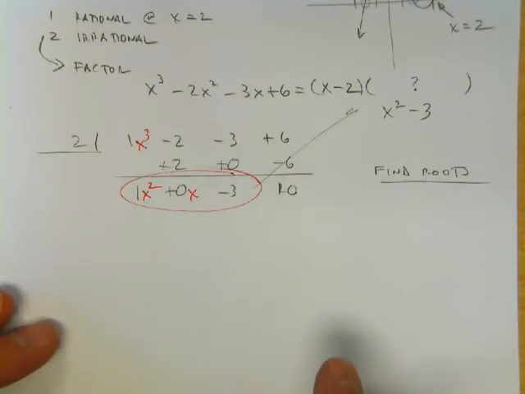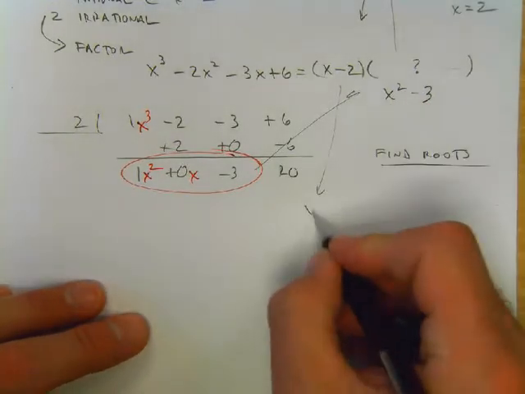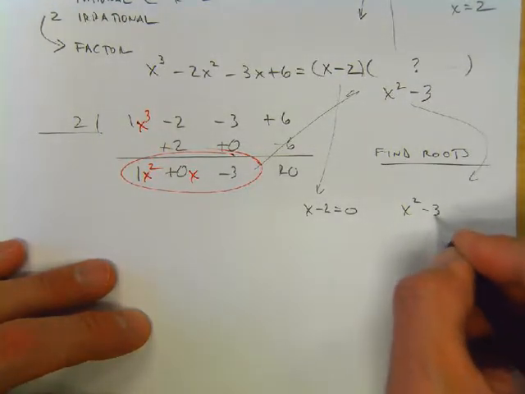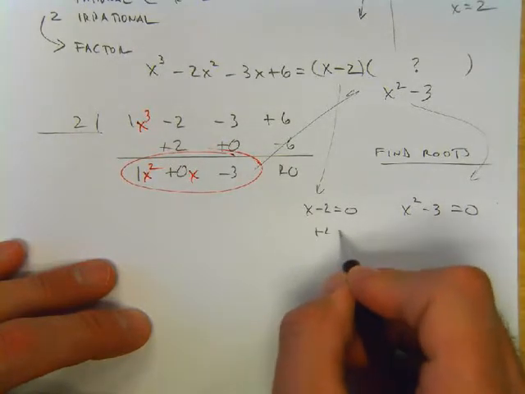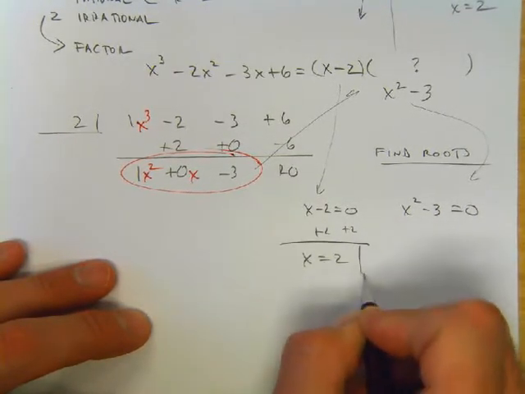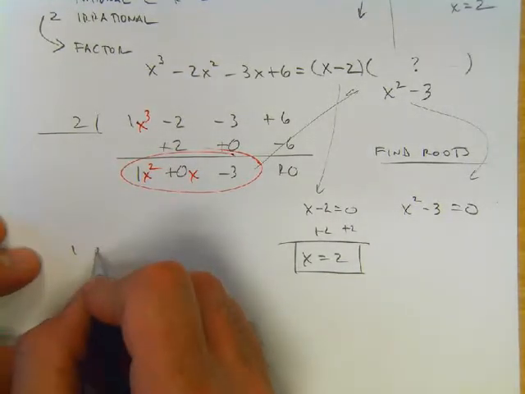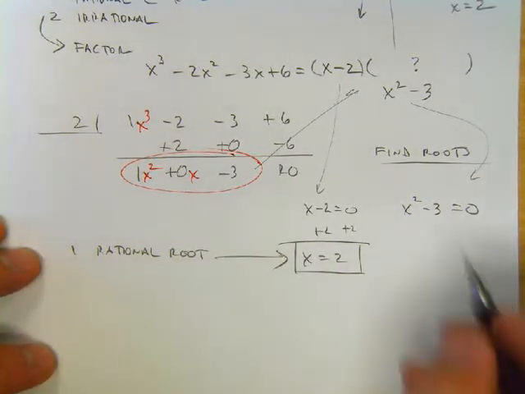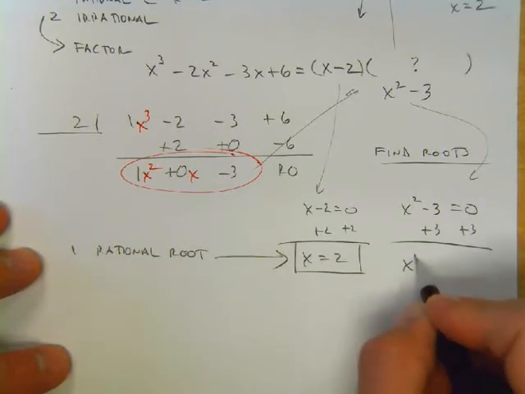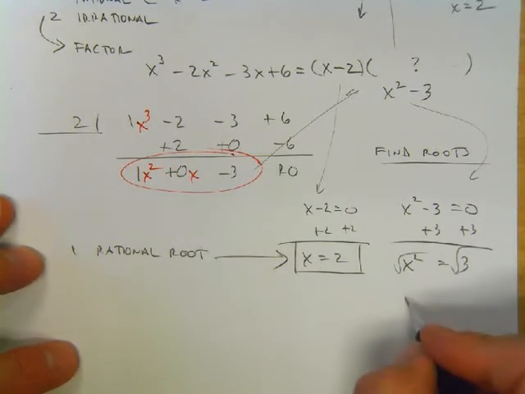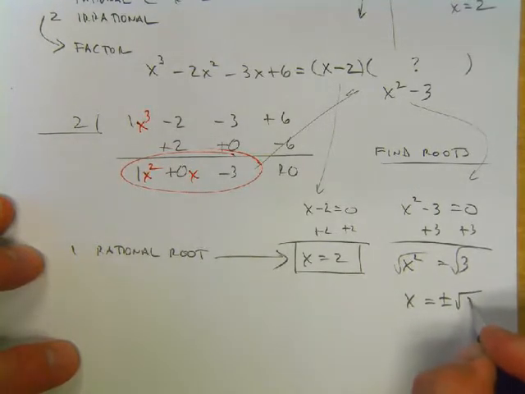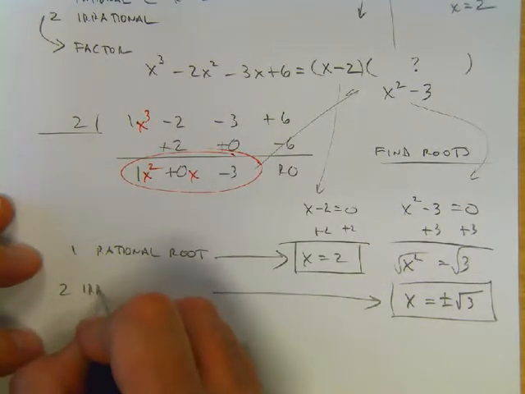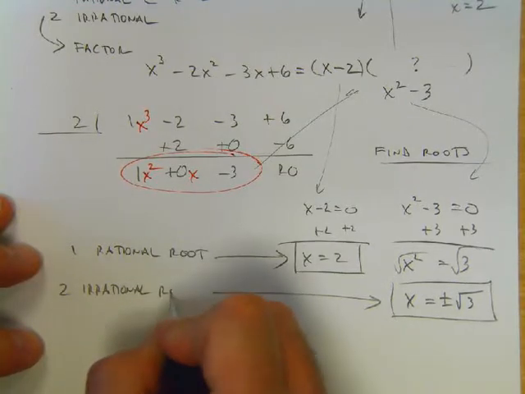Now we can find the roots. X minus 2 equals 0. X squared minus 3 equals 0, and we solve both of those. We already knew that one. And we can add 3. X squared equals 3. X equals plus or minus the square root of 3. And that is our two irrational roots.